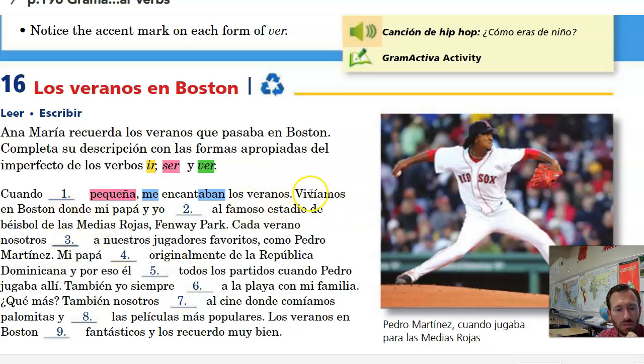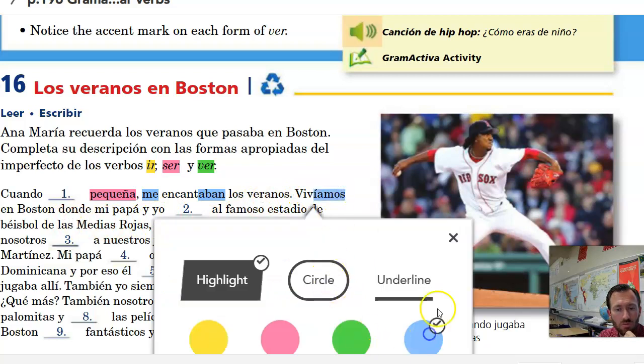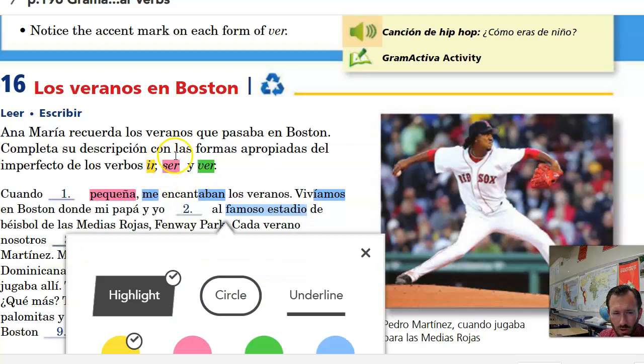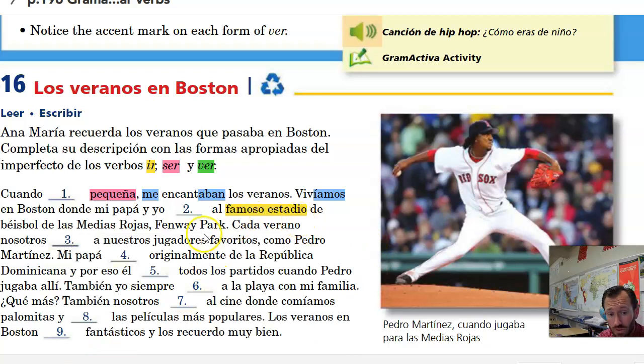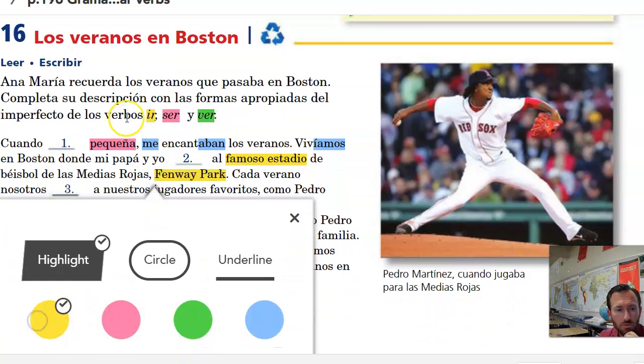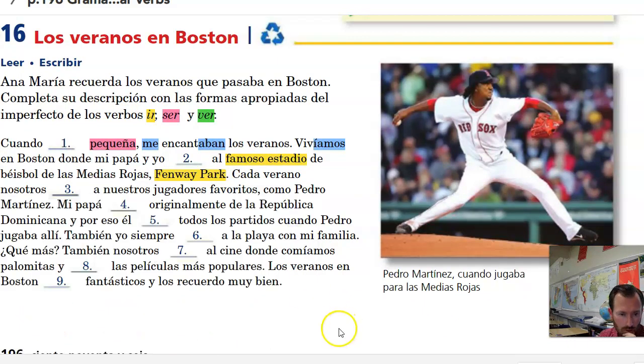Vivíamos en Boston. We used to live in Boston, donde mi papá y yo blank al famoso estadio de béisbol. Famoso estadio, for sure famoso is an adjective. I know that's why you might be thinking ser. But estadio is a place, right? It's a stadium. Fenway Park. So because it's a place, we're going to use the verb ir to go to that place.